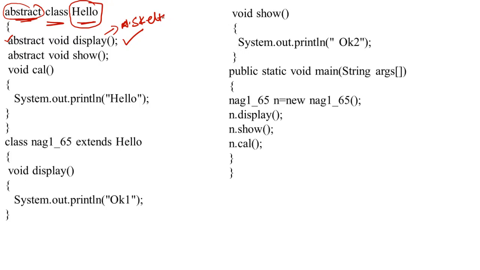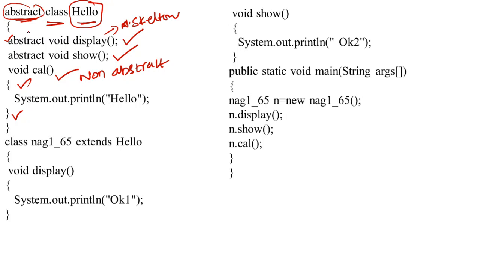It's a skeleton. Who has to fill the skeleton? Who has to provide this body? Whoever extends this class has to provide a body for my abstract method. In a similar manner, I have another abstract method, that is void show. What about this cal? It is a non-abstract method. Why? Because I am providing a body for it, isn't it?